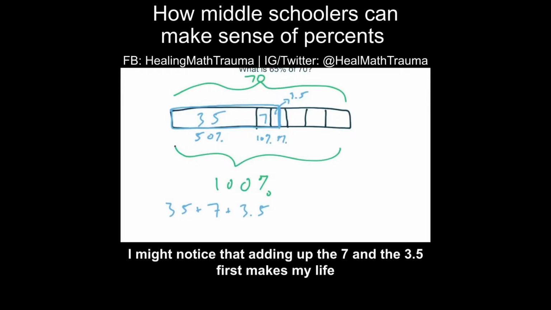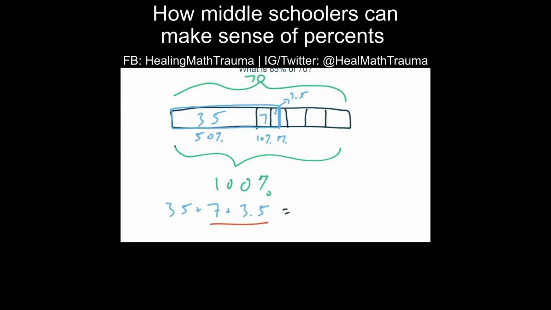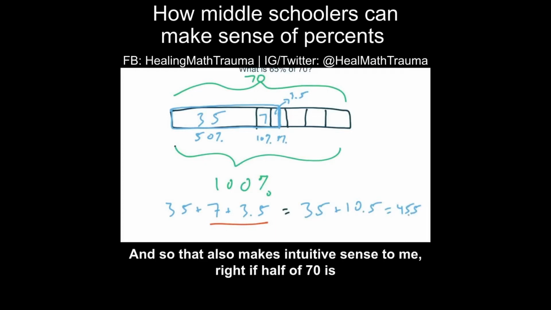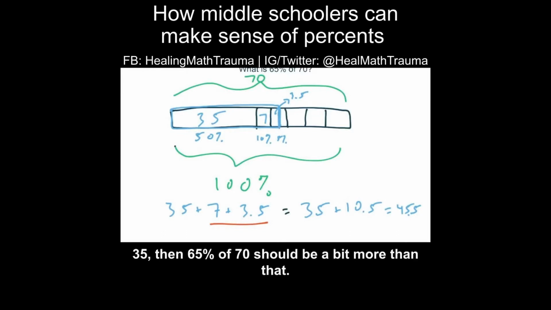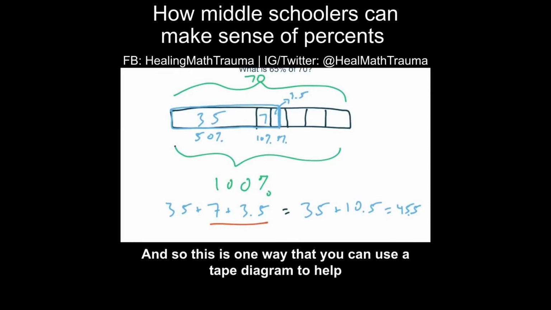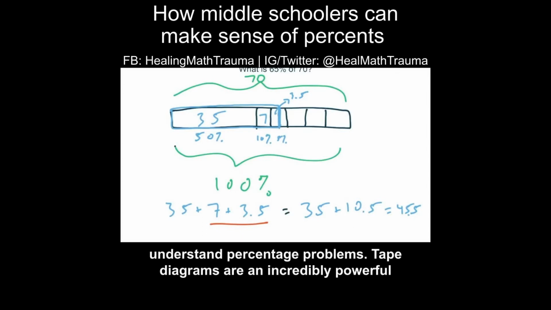I might notice that adding up the 7 and the 3.5 first makes my life a little bit easier. So this is now 35 plus 10.5, which I can see is 45.5. And so that also makes intuitive sense to me, right? If half of 70 is 35, then 65% of 70 should be a bit more than that. And so this is one way that you can use a tape diagram to help understand percentage problems.